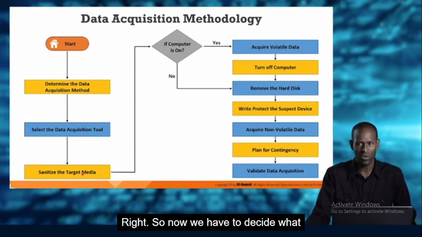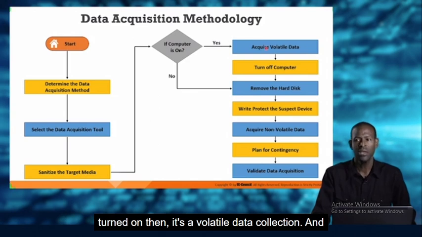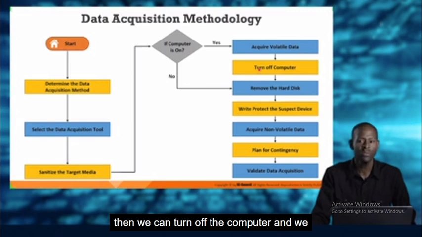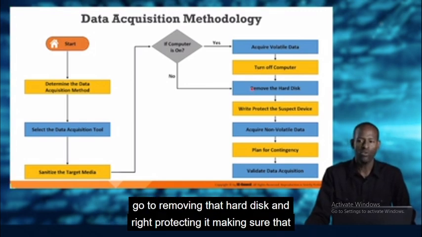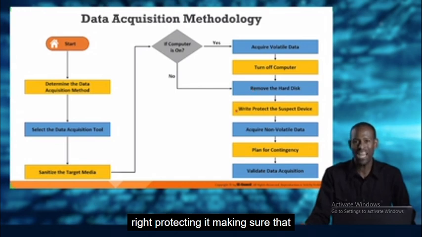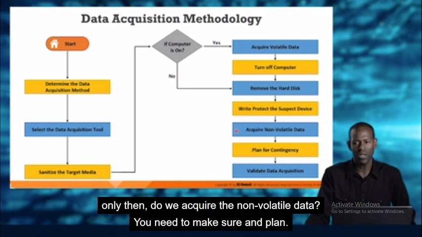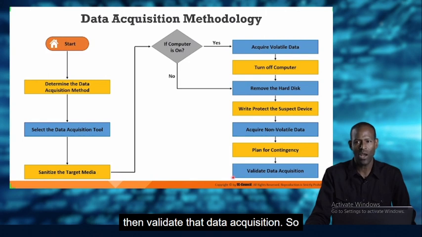So now we have to decide what path we're going to pursue. If the computer is turned on, then it's a volatile data collection. And then after we've completed that 100%, we turn off the computer and go to removing that hard disk and write protecting it, making sure that nothing else can be written to it. And only then do we acquire the non-volatile data. We need to make sure and plan for contingency. We'll talk about that. And then validate that data acquisition.